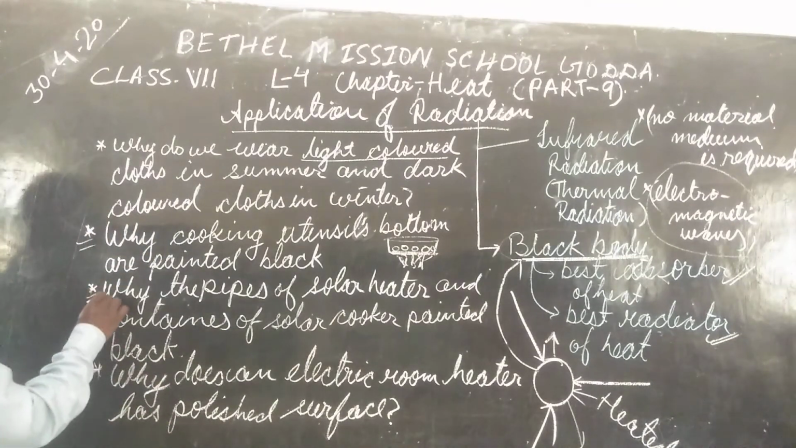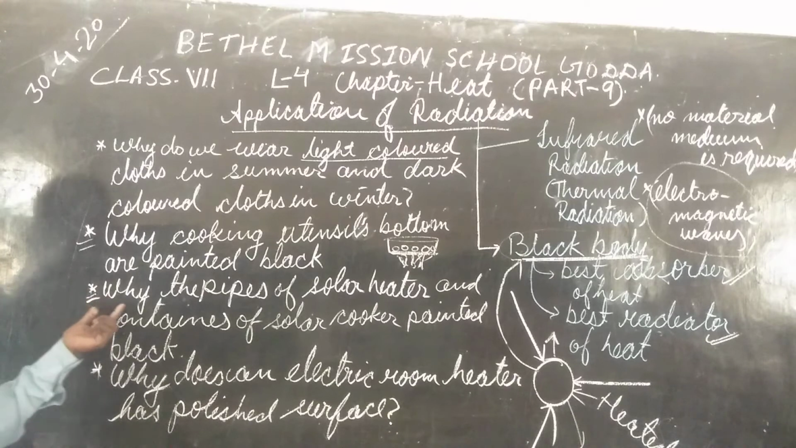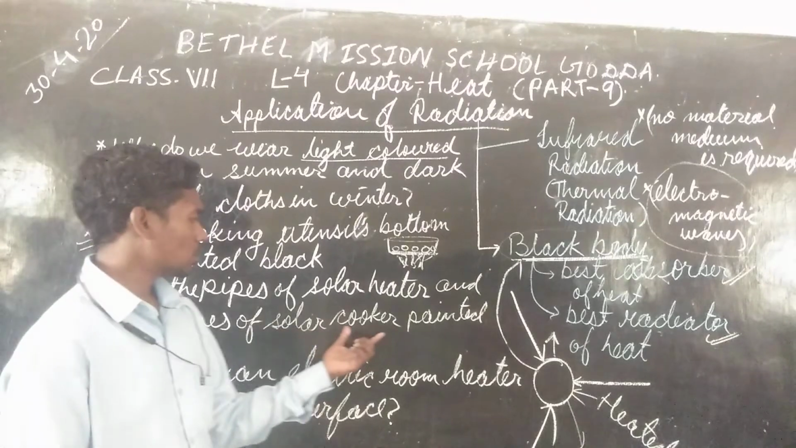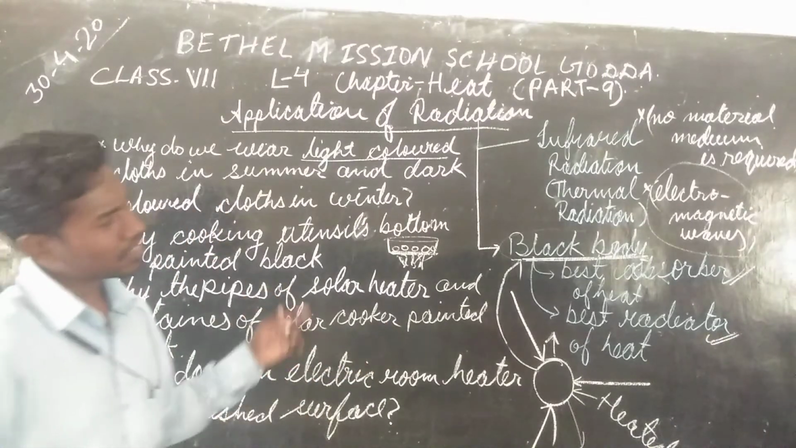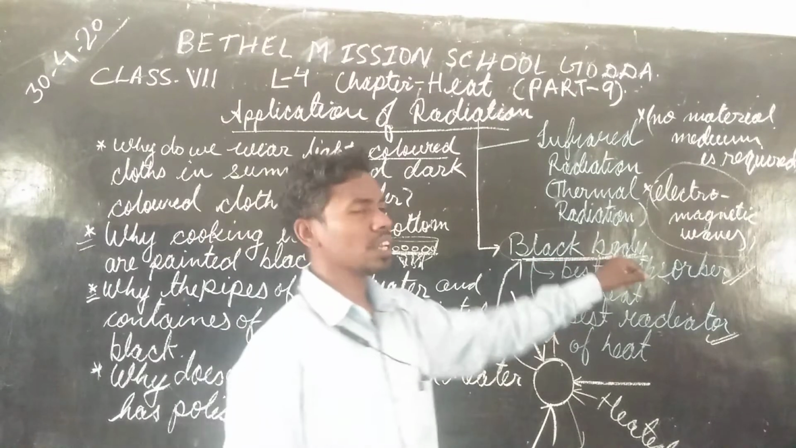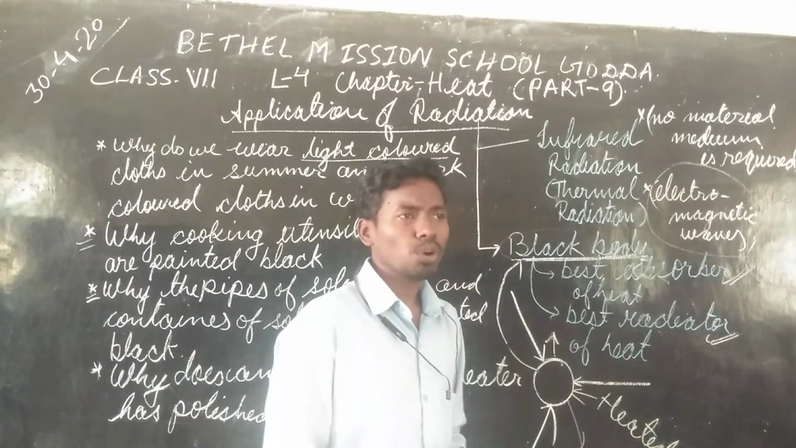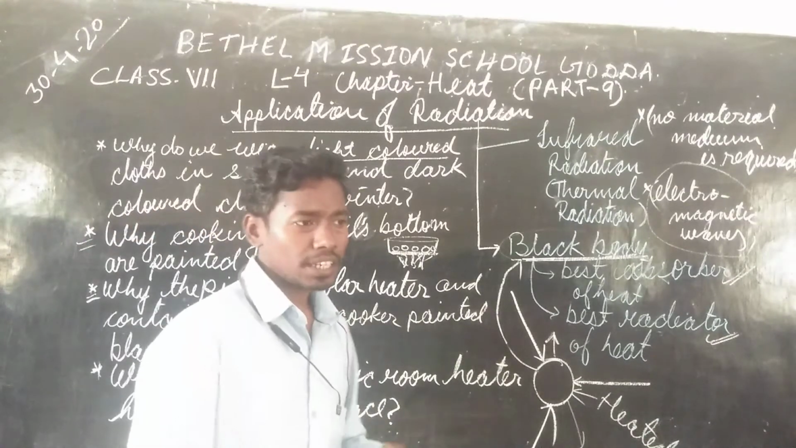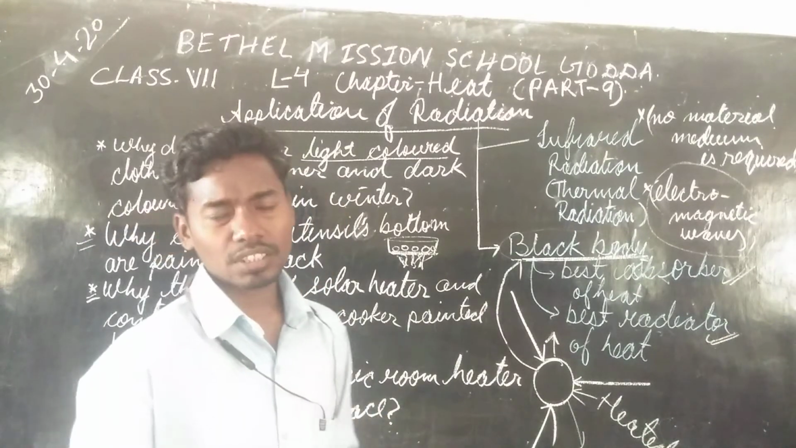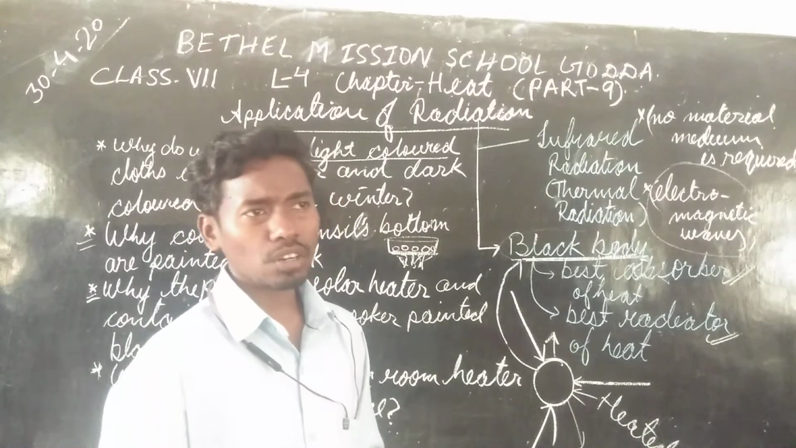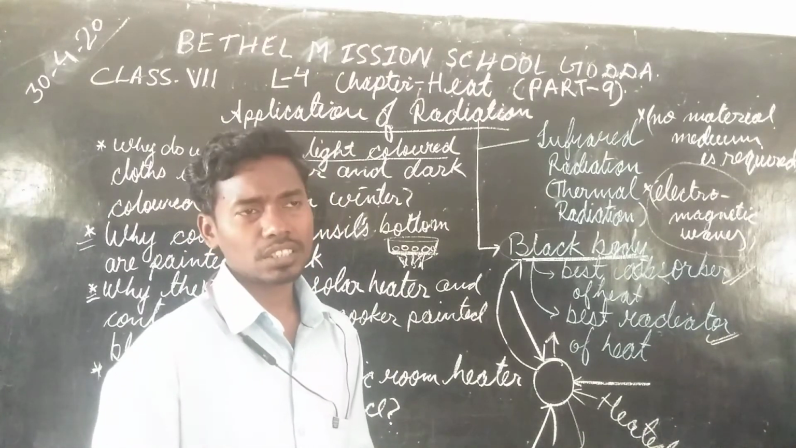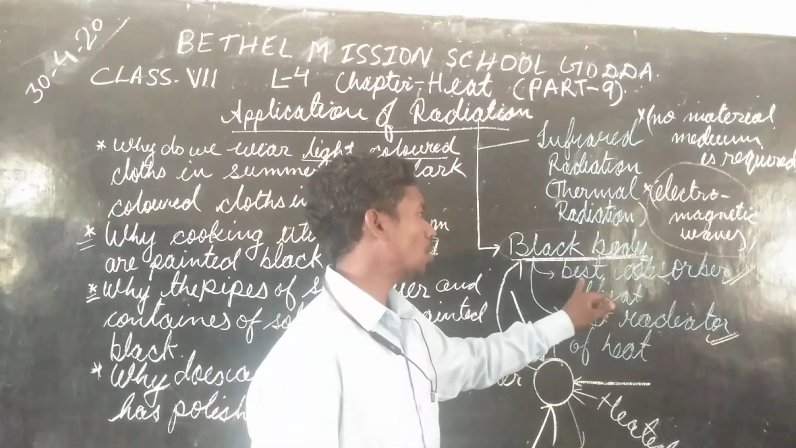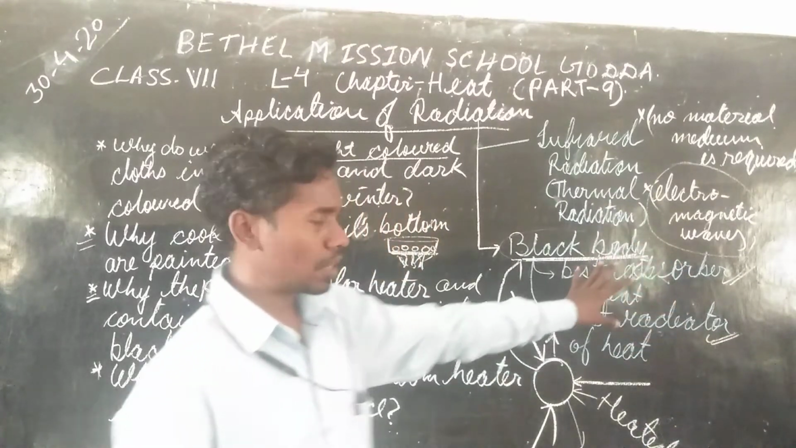Now, the third question. Why are the pipes of the solar heater and the containers of the solar heater painted black? Again, the condition is the same. A black body is a good absorber of heat. So, understood? Same answer. They are painted black so that they can heat the water or cook the food very easily, because they can absorb heat very easily. Black bodies are the best absorbers of heat. The same answer.